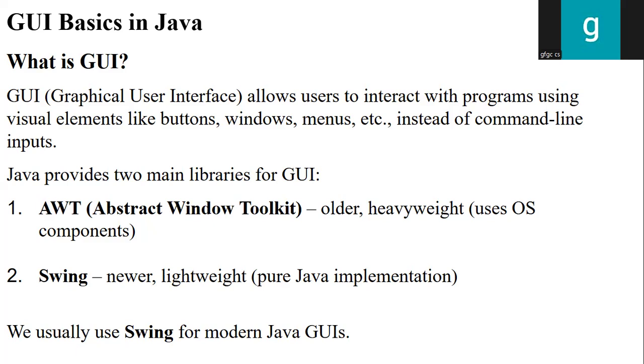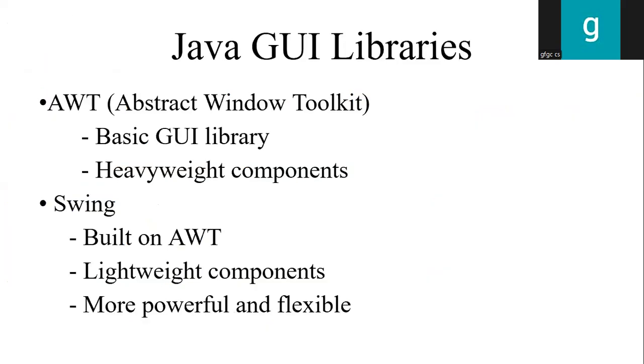Swing is the second one. Swing is the newer one and it is a lightweight, pure Java implementation. We usually use Swing for modern Java GUIs. Earlier, we were using AWT. For that, we needed the applet. For that, we need to create a different HTML file and store it with that program.